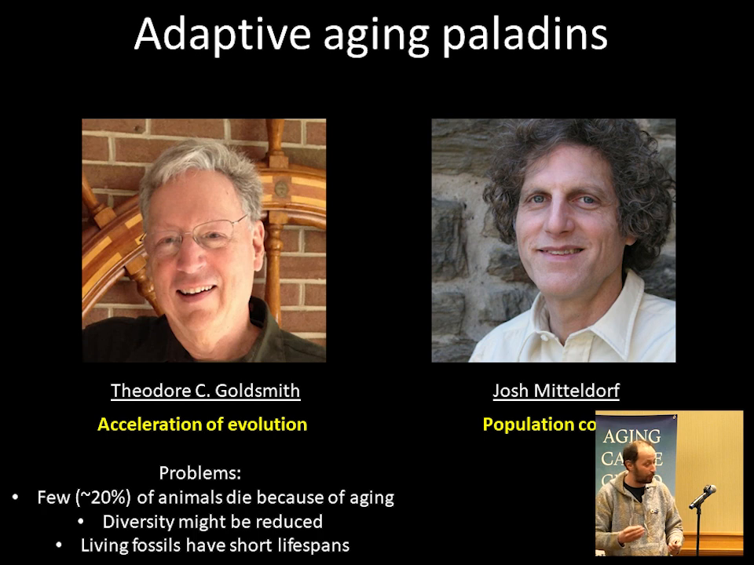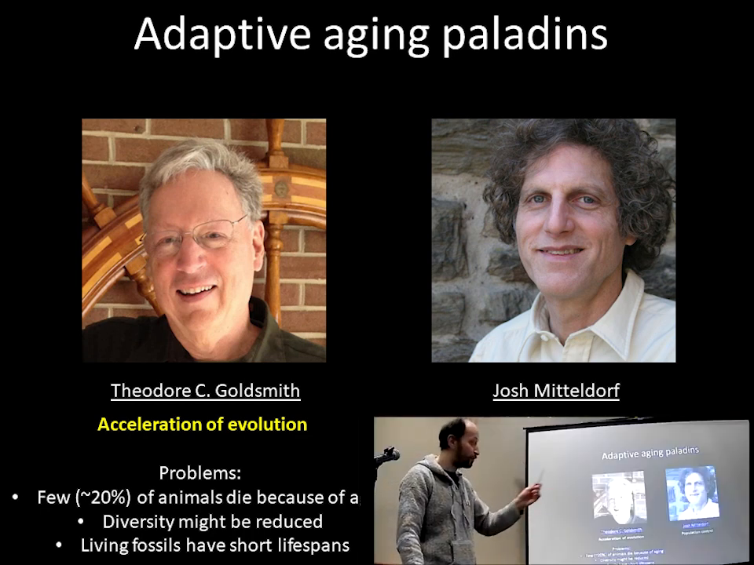Something else would be important, and we would lose diversity by empowering the weak one. Also, living fossils have short lifespans. Sharks are not super long-lived, and trilobite tadpole shrimps are also not very long-lived. Importantly, Goldschmidt doesn't have a mathematical model one can challenge.